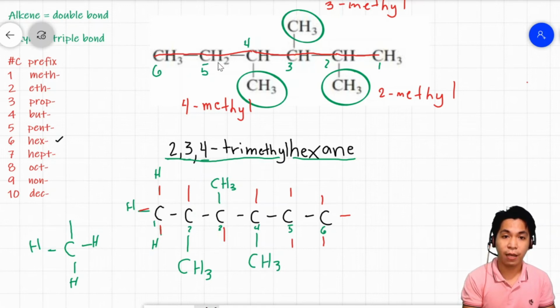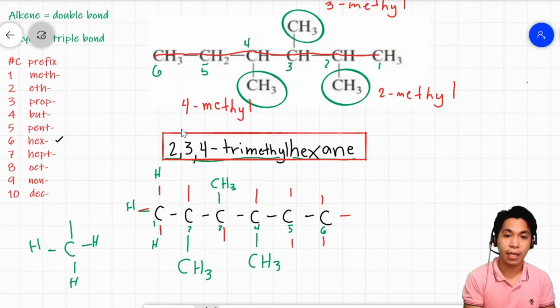And then for carbon number 5, 2 hydrogen atoms. And then at carbon number 6, we have 3 hydrogen atoms, indicated here by the lines. So that means our name for this molecule is 2,3,4-trimethylhexane. And again, if you want to check your answer, you may do the reverse process.